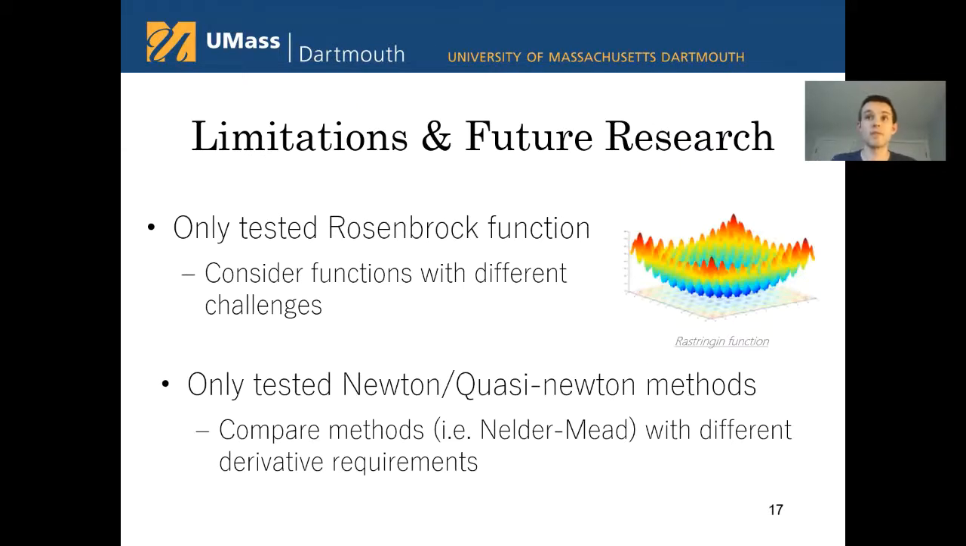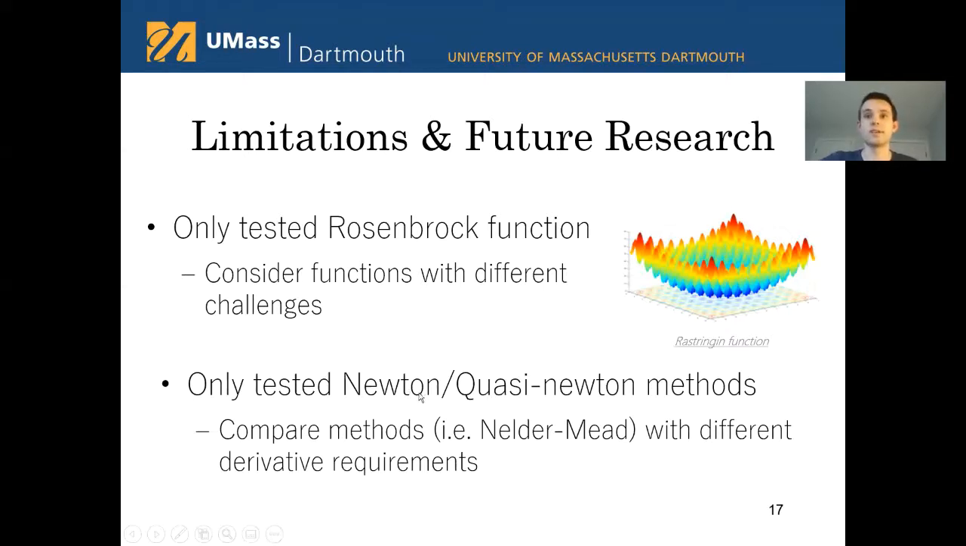Now, the limitations of our research: we only tested the Rosenbrock function. It would be a good idea to consider functions with different challenges, such as the Rastrigin function on the right here, which has many local minima. This would allow us to get a sense of what kind of functions the L-BFGS method works best on.